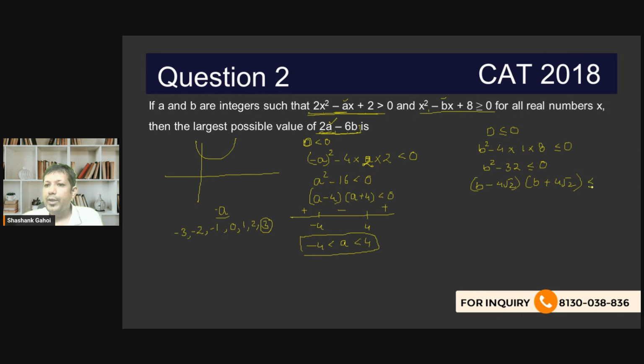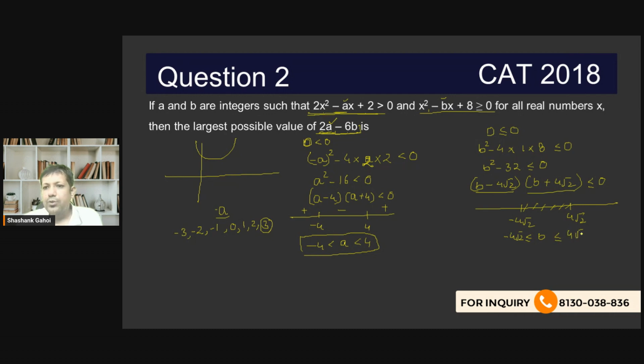Whenever you are solving an inequality, always remember that your job is to figure out how to write it in the factorized form. So now the values are going to be minus 4 root 2 and 4 root 2, and we are going to get this range. So b should be lying between minus 4 root 2 and 4 root 2.